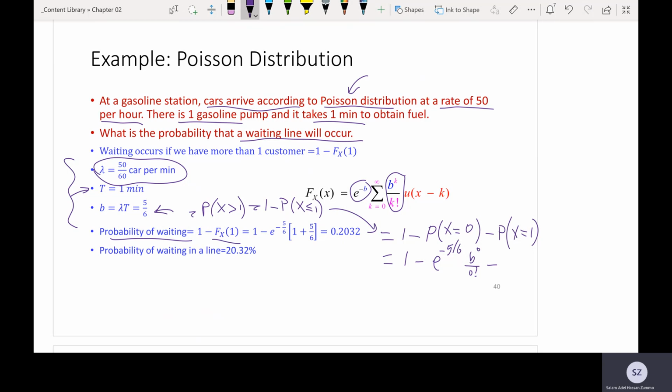Then, what is the probability that X equals 1? It's e to the minus 5/6, multiplied by B, which is 5/6, to the power 1, divided by 1 factorial. Now solving this will give you 0.2. So basically 20% of the time you will have a waiting line.